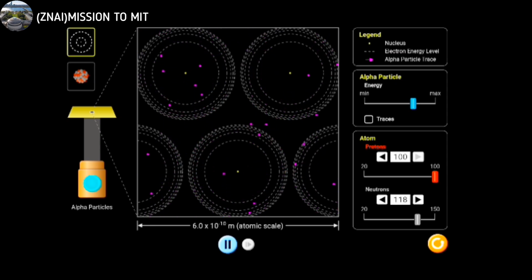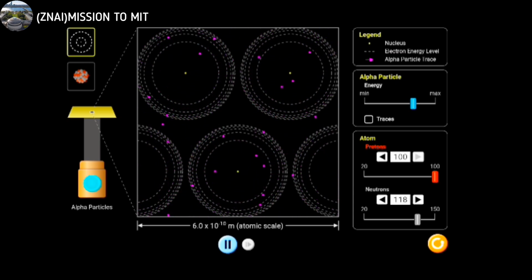So from that he concluded that if we increase the number of protons, then the number of deflections of alpha particles will also increase. So we can say that the number of alpha particles deflected is directly proportional to the number of protons, meaning if we increase the number of protons, the deflection will also increase.